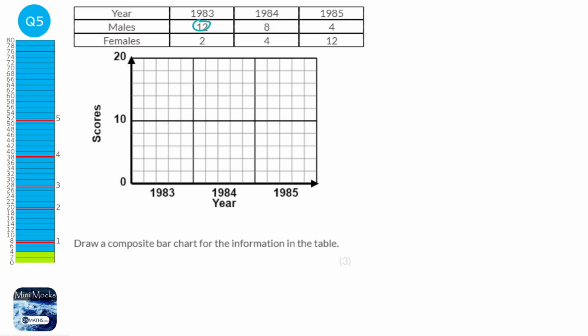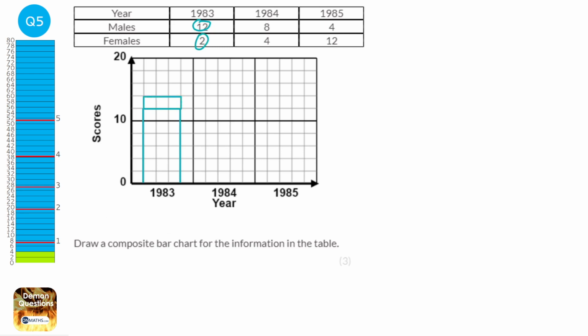So a composite bar chart is where you'll stack the bar charts on top of each other. So we're going to start with this 12 here. And so I'm just going to do a bar up to 12. And these lines go up in 2s, so it would be there. And then we're going to do the females. So we've done the males, we're going to do the females. And the females is only going to be 1 high because they're going up in 2s.